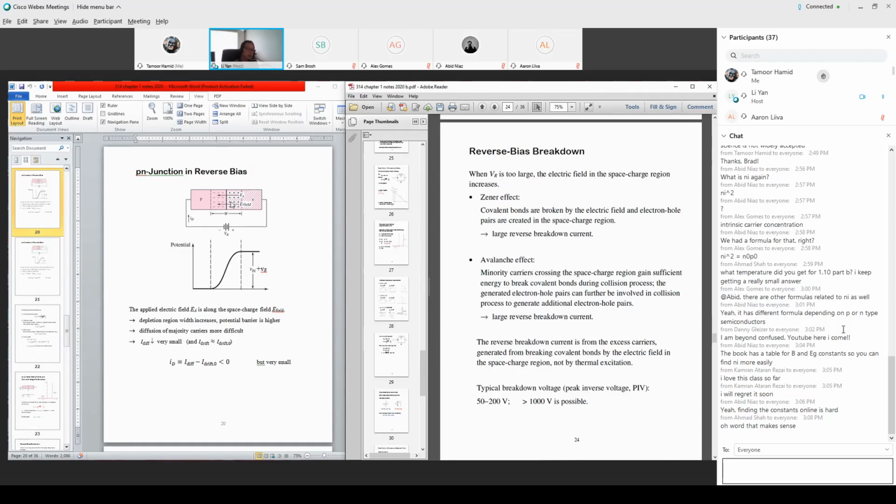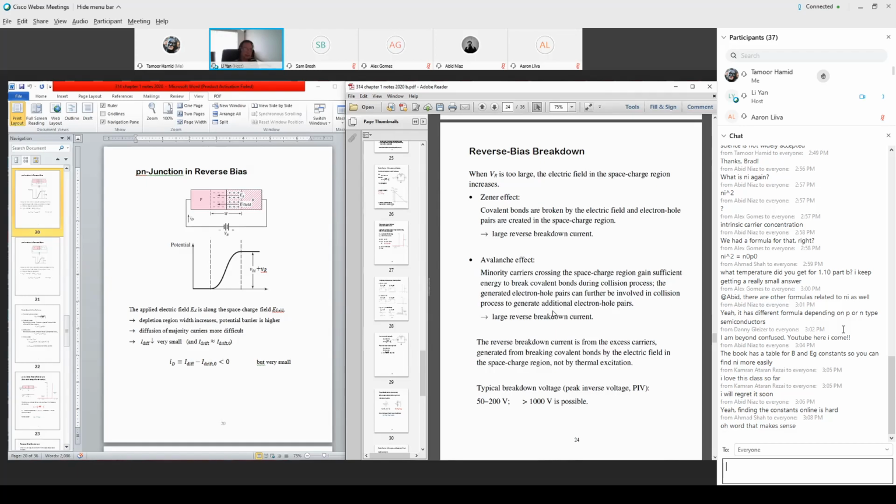When the kinetic energy gained is so high, they can break or kick out the electrons out of the covalent bond in this region again and generate electron and hole pairs. And this collision process can be add-on. Add-on means what? When you kick more electrons out of the covalent bond, and they gain energy, they can kick another covalent bond and knock out the valence electron again and again.